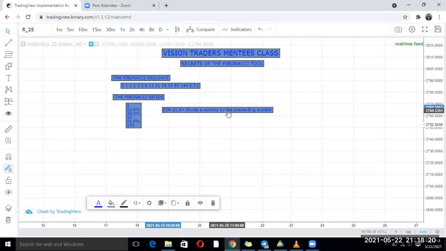Let's also pick another number at random. Let's pick 21 and 34. 21 divided by 34 gives 0.6176, which is approximately 0.618. In percentage, that's 61.8. So this is how Mr. Fibonacci came about the ratio for 61.8, which is the most critical level for the Fibonacci.